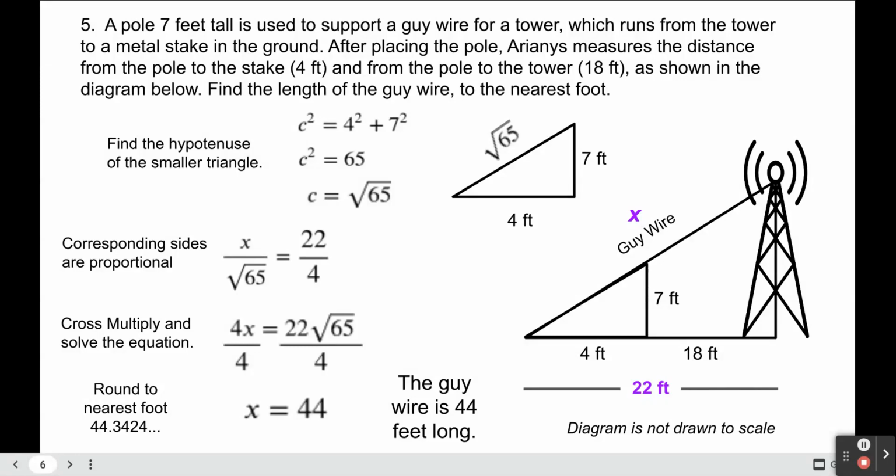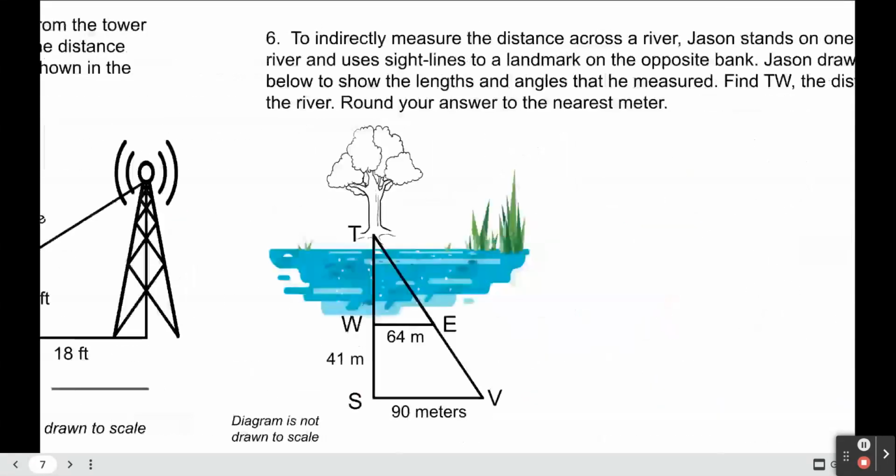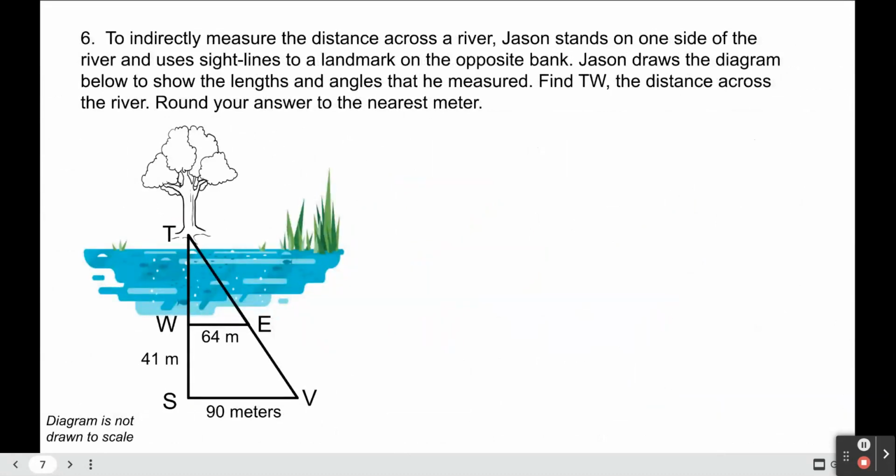And now for example number 6. To indirectly measure the distance across a river, Jason stands on one side of the river and uses straight lines to a landmark on the opposite bank. Jason draws the diagram below to show the lengths and angles that he measured. Find TW, which is the distance across the river. We will round our answer to the nearest meter. So that is our unknown piece, the T to W across the river.